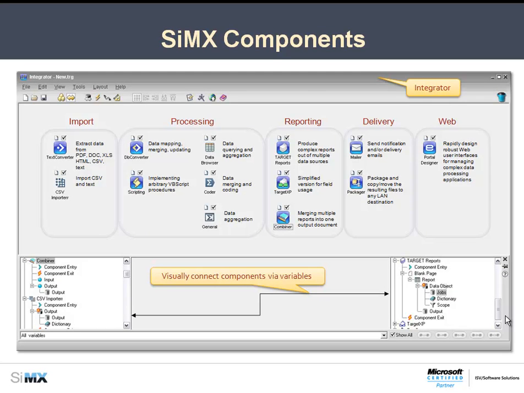Here you see each of the Target components in Integrator. And I'll start here on the left with SiMX Text Converter. This is available both within Integrator and the Target suite and as separate standalone software. And it's used to extract data from documents and put it into a structured form. We have a set of processing components that are only available as part of the Target suite for scripting, mapping, browsing data. We have a reporting component that's sold separately called Target Reports.